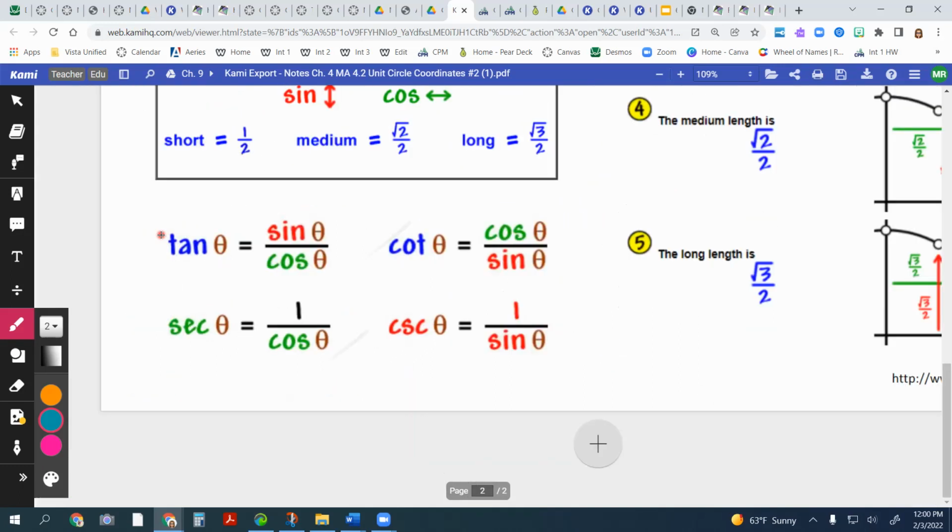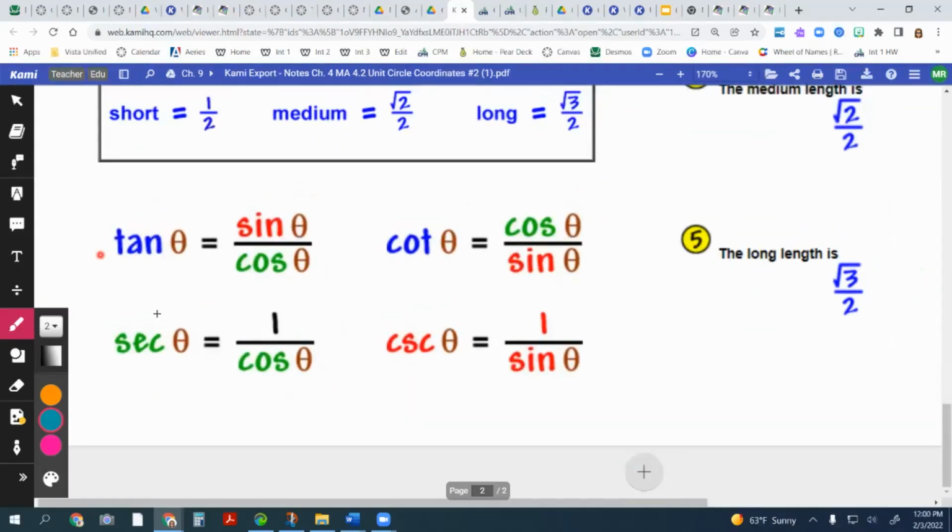Now, something else that we're going to be seeing is tangent is your sine over cosine. Okay. So in this case, if I'm on the unit circle, it's going to be my y over x. My cotangent is something new. It's the reciprocal of this. My secant is the reciprocal of my cosine. My cosecant is my reciprocal of my sine.